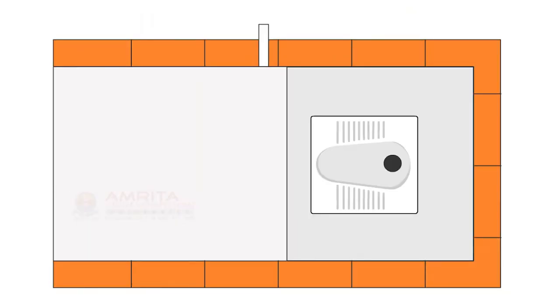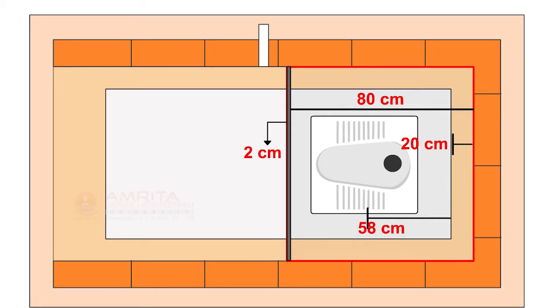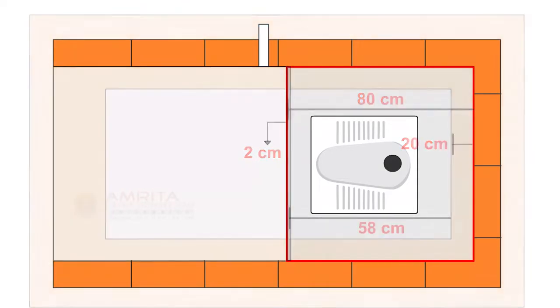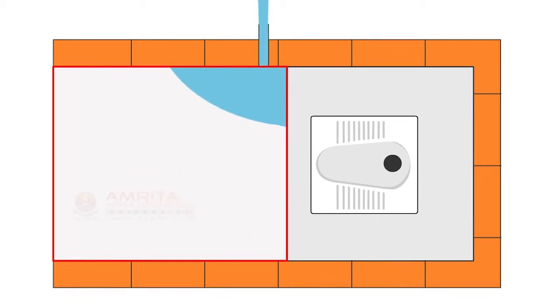As per our plan, the toilet area has a length of 80 centimeters from the back wall. Considering the length of the basement as 20 centimeters and allowing 2 centimeters for plastering, the toilet area is at a length of 58 centimeters from the basement. The toilet area should slope towards the toilet pan and the bathing area should slope towards the drainage pipe so that the water drains easily.